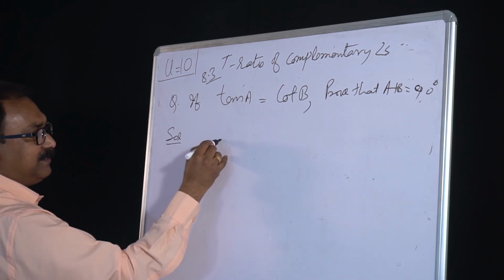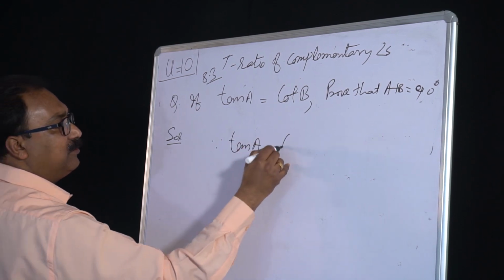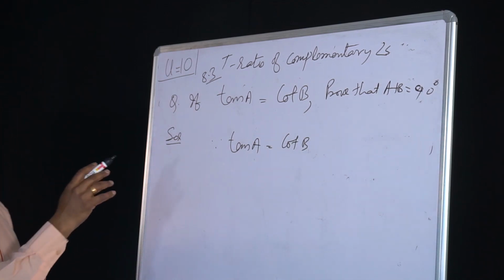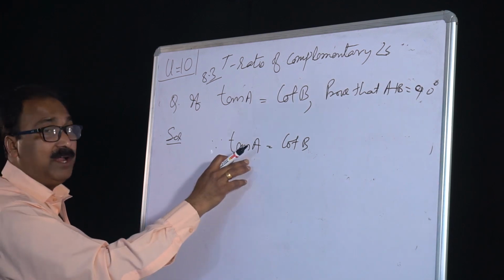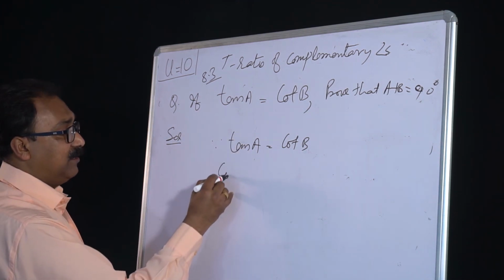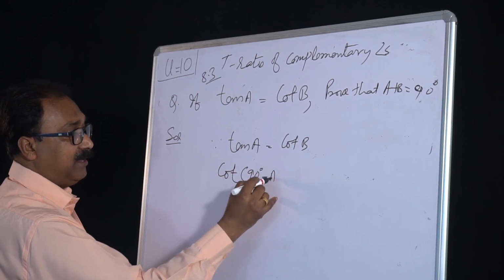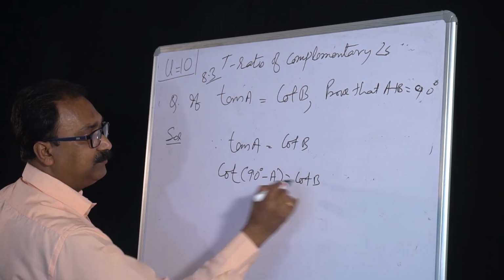We consider, since tan A is equal to cot B. What do you do in the last part? Here we don't know A and B values, so we can apply the formula directly. What I told you: tan theta is what? Cot (90 minus theta). So tan A equals cot (90 minus A), and that equals cot B.